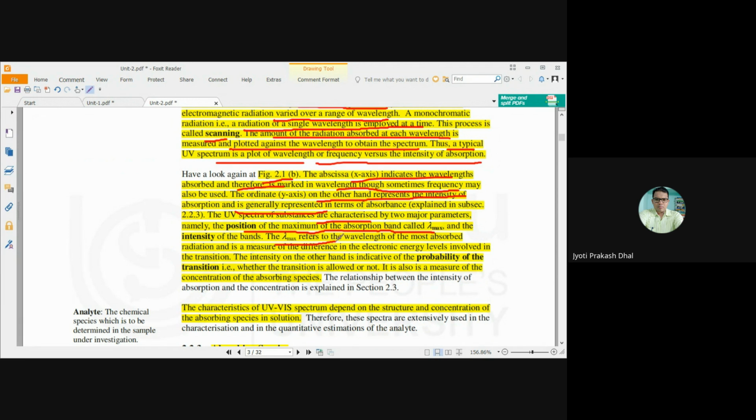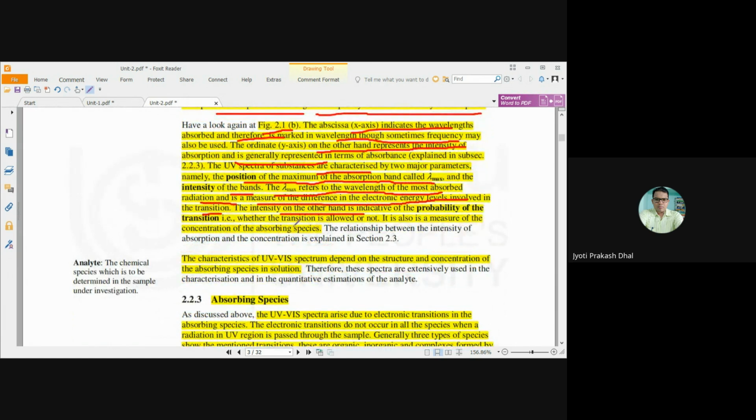The lambda max refers to the wavelength of the most absorbed radiation and is determined by the difference in the energy levels involved in the transition. The intensity, on the other hand, indicates the probability of the transition, that is, whether the transition is allowed or not. It is also related to the concentration of the absorbing species.